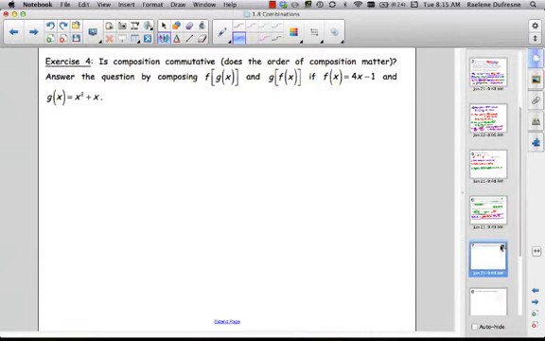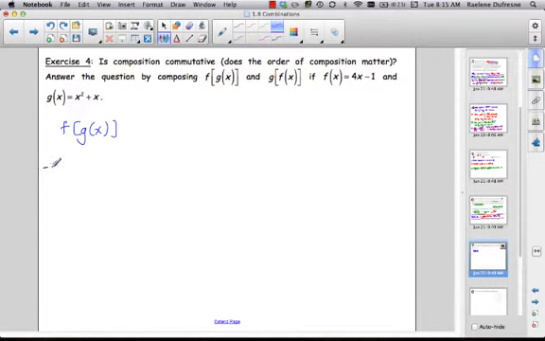Alright, so now let's take a look at whether the order of performing composition, f of g of x or g of f of x, whether it matters. What we want to know is composition commutative? We know that 3 times 5 is equal to 5 times 3, and therefore the order of multiplication does not matter. Multiplication is commutative. However, 3 divided by 5 does not equal 5 divided by 3, so division is not commutative. So we're going to take a look at order of composition.